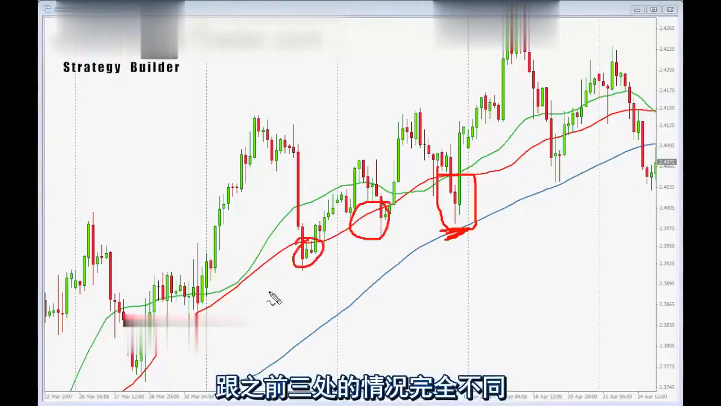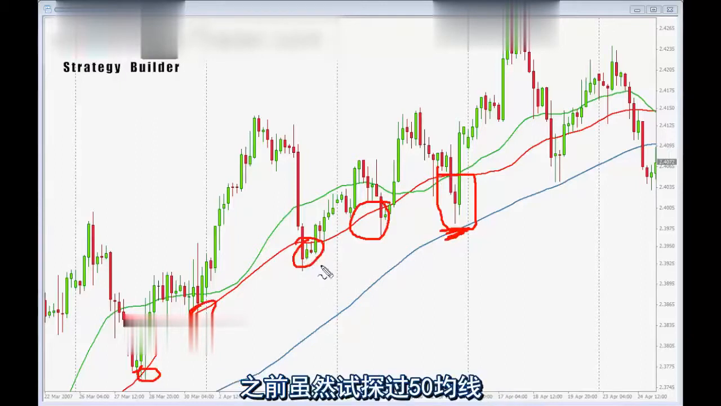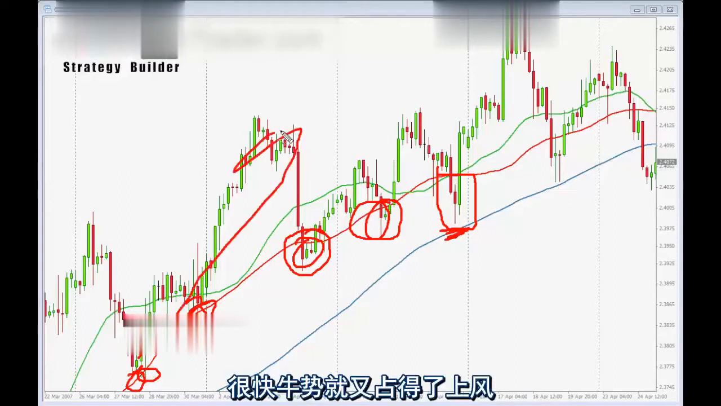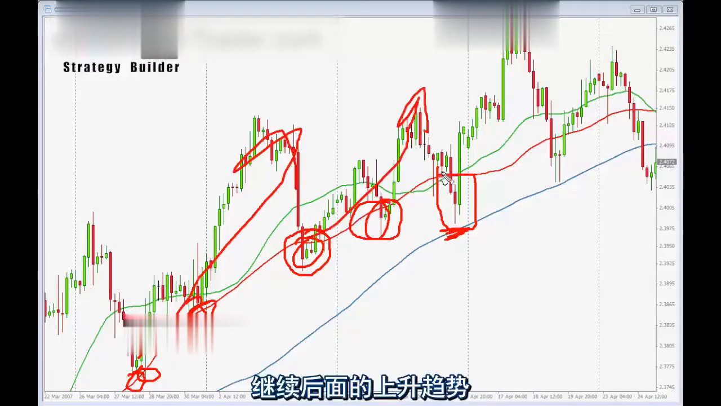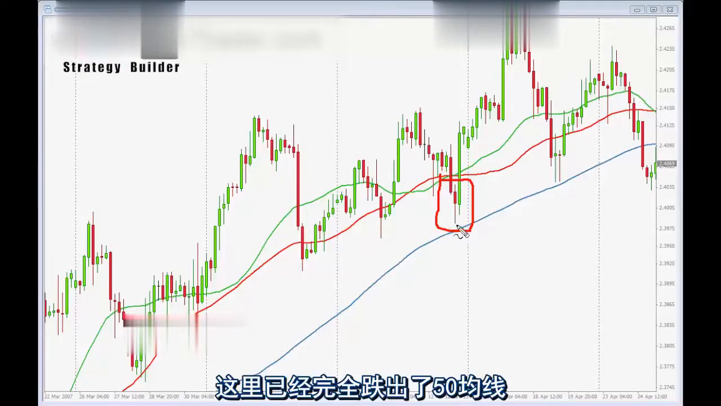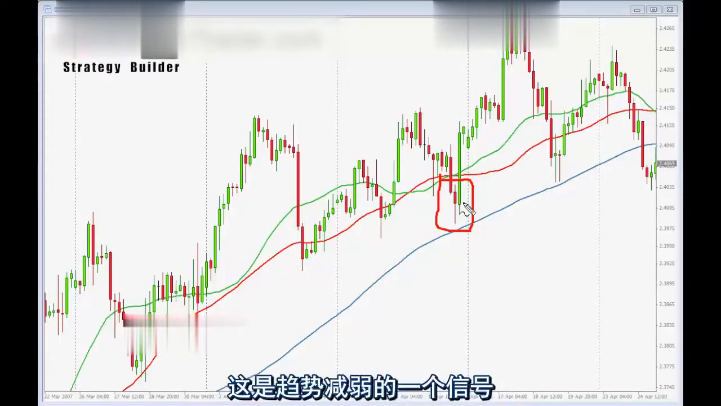It's not like here, it's not like here, it's certainly not like here and here, where the bears had a quick attempt onto the 50, but they just couldn't really breach it. Okay, for very brief moments there and there, but immediately after, the bulls regained control and muscled price once again to the upside. However, this is a different case. That's quite a dent, quite a bite into the 50 simple moving average. It's an early warning, all right, that this trend might be running out of steam.